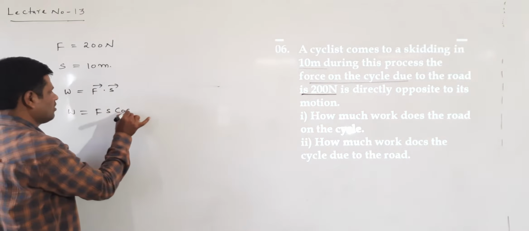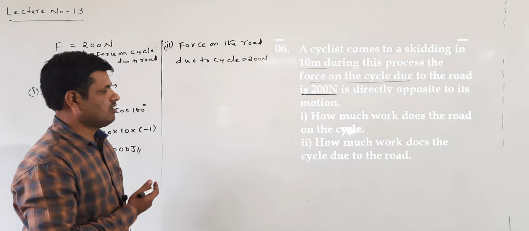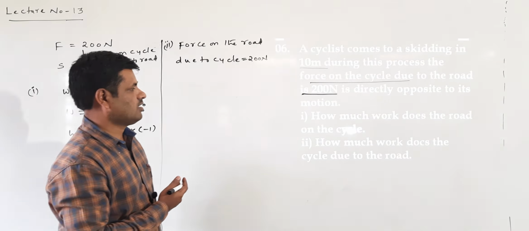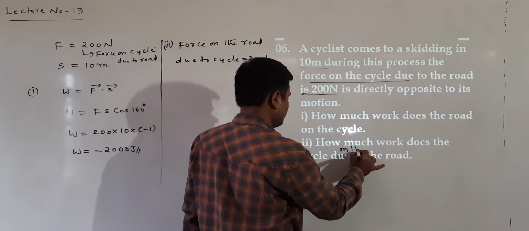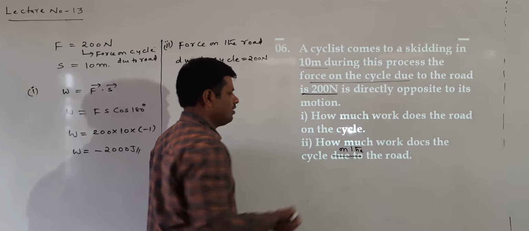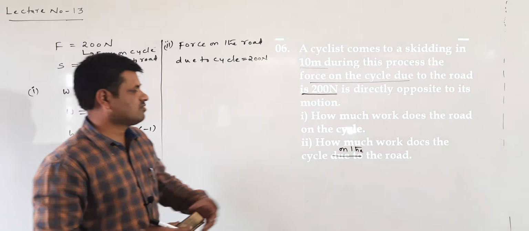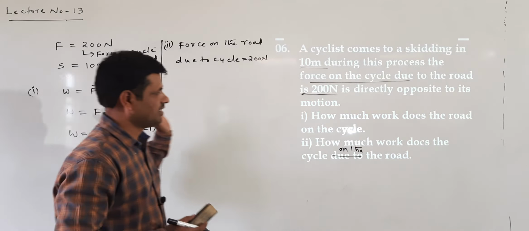So now, how much work does the cycle do on the road? Not due to the road, correct it: on the road. Now this is the question here: how much work does the cycle do on the road. The first question was how much work does the road do on the cycle. That is already completed.